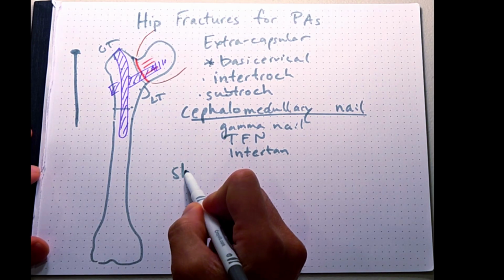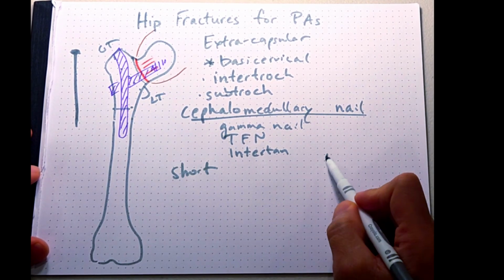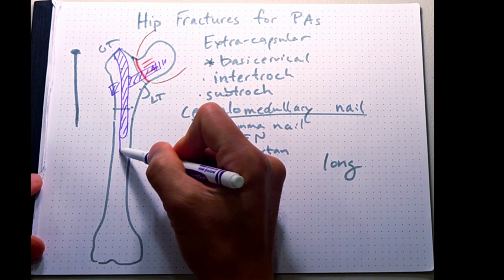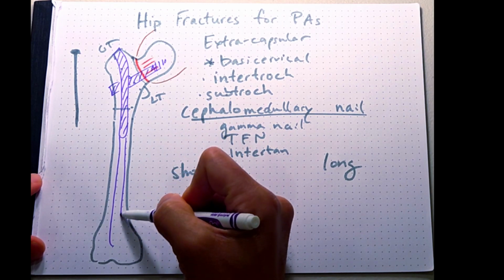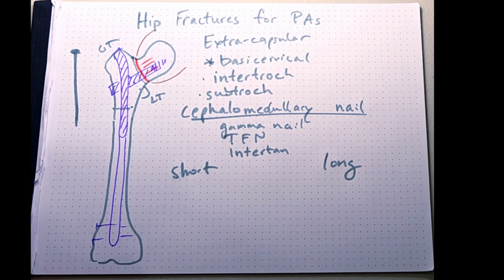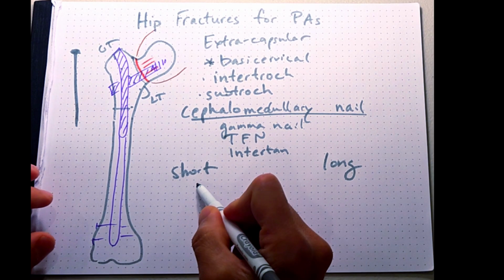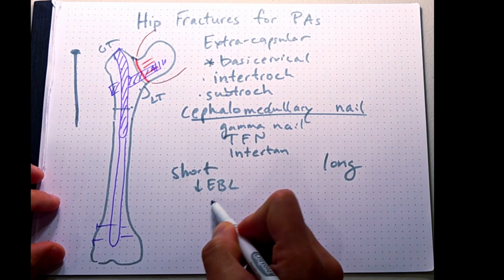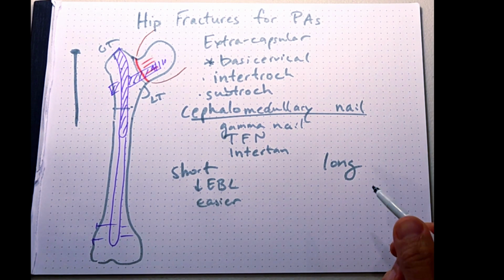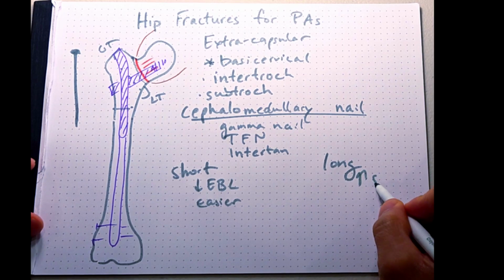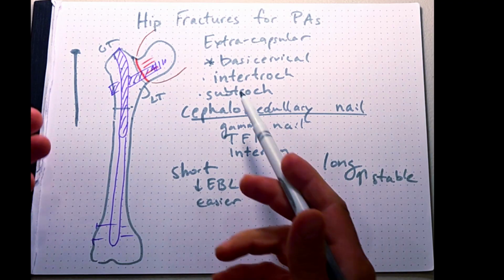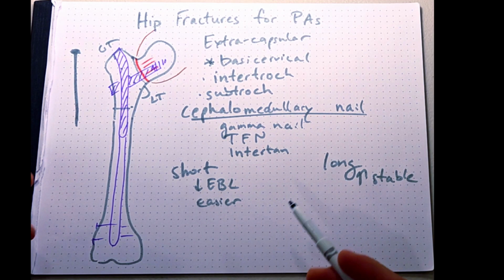These come in two flavors. One is a short nail, which I drew here, and one is a long nail. Now a long nail looks just like a short nail, except this medullary component will go all the way down, spanning the entire femur. You're going to have one or two screws that go across the bottom. The main advantage of a short nail is that they're easier. They're faster, there's less blood loss, they're easier. The advantage of a long nail is that it offers more stability. So when you have a more complex fracture, like a subtroch for example, you're more likely to use a long nail.